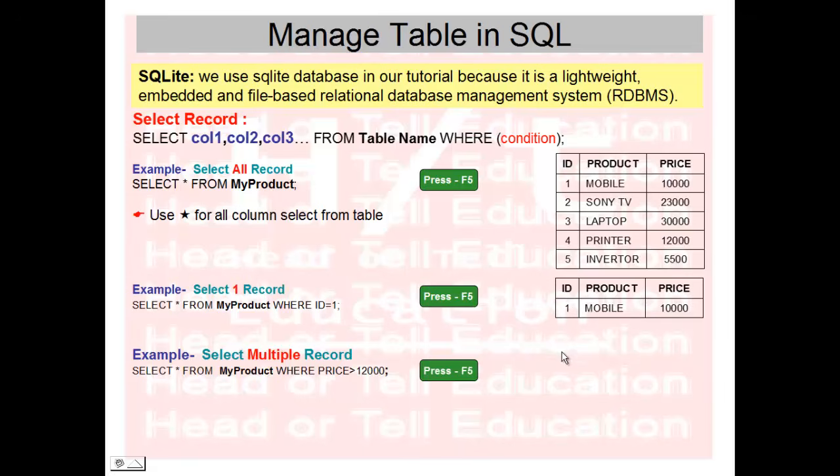Now if we want to see multiple records, based on any condition, write this query: select star from my product where price is greater than 12,000. We already saw the two records available, 30,000 and 23,000. So if we press the F5 key, the output is like this. Okay, so this is the select query to view the table records.